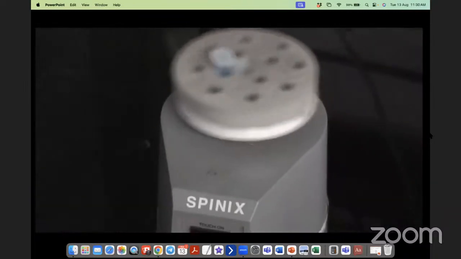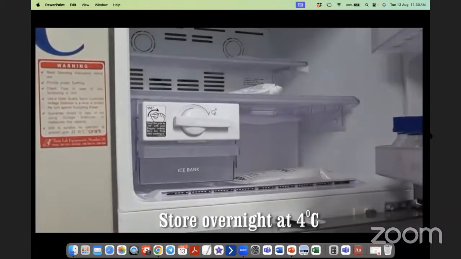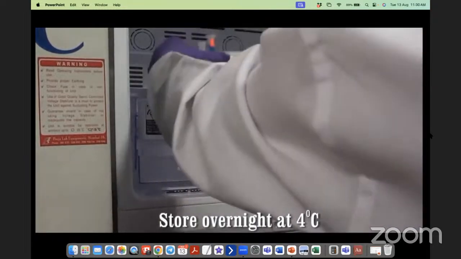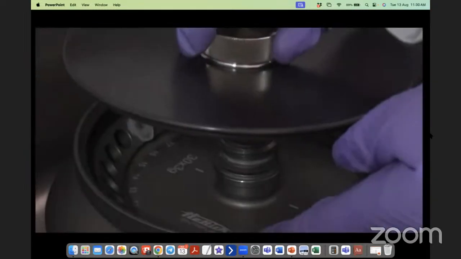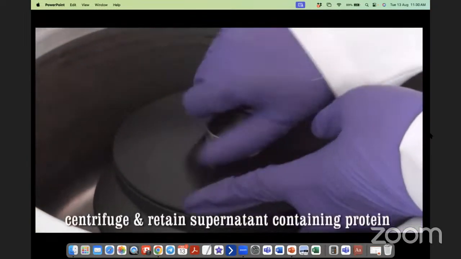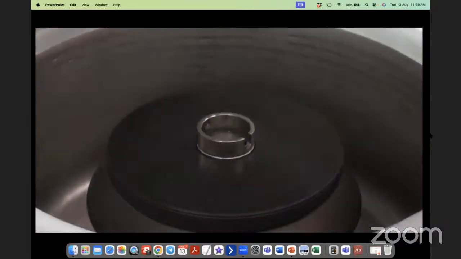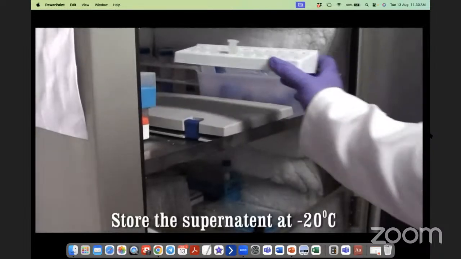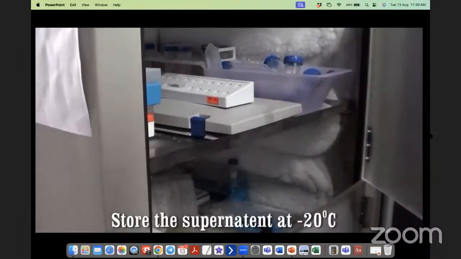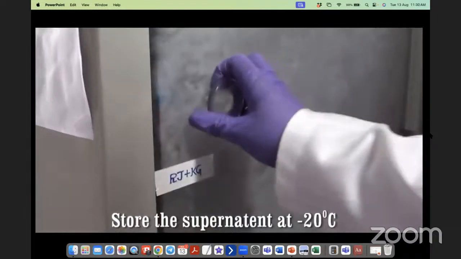Vortex the sample to obtain a uniform solution. Centrifuge the contents the following morning at 10,000 RPM for 5 minutes. Collect the supernatant containing proteins in a fresh tube and store it at minus 20 degrees Celsius until protein quantification is done.